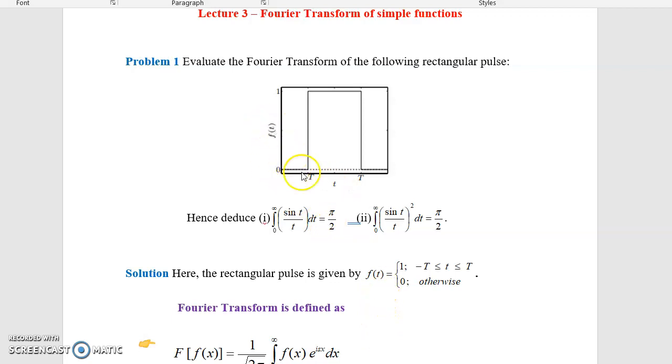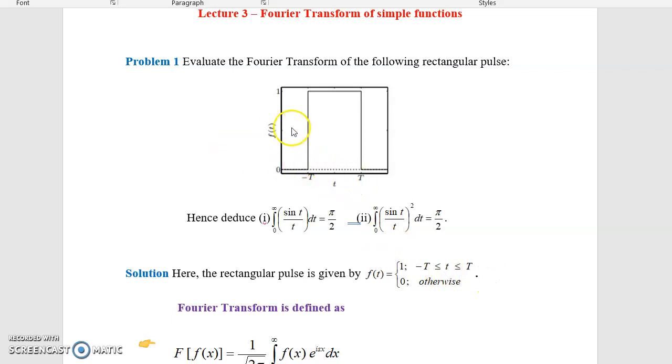If you see this f of t function, this is the t axis and this is f of t. For t between minus T to capital T, where capital T may be the time period. So from minus capital T to plus capital T, what is the value of the function? f of t is having the value 1 if you see here. So f of t is having the value 1 between minus T to plus T. So that's what is written here. f of t is 1 from minus T to plus T.